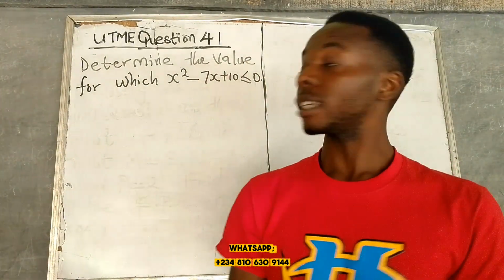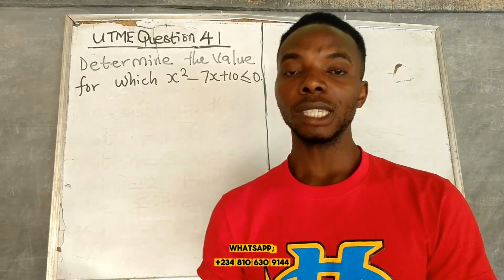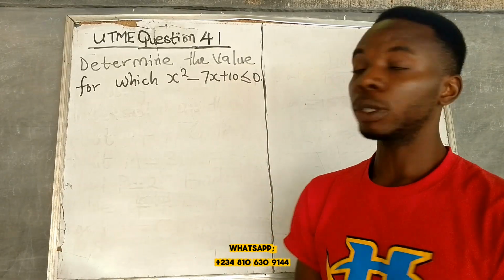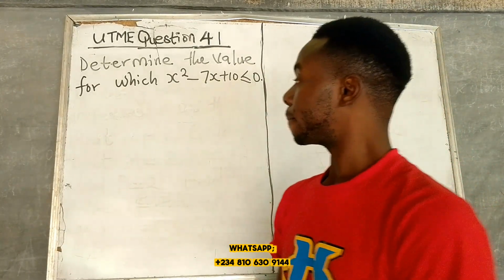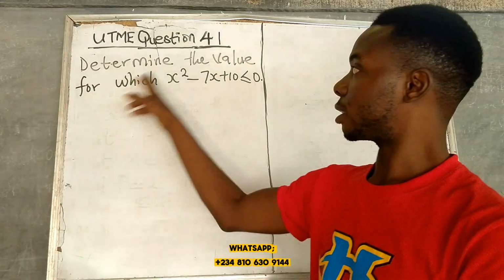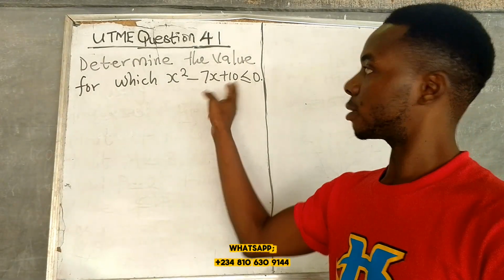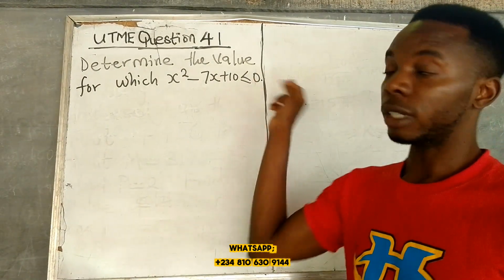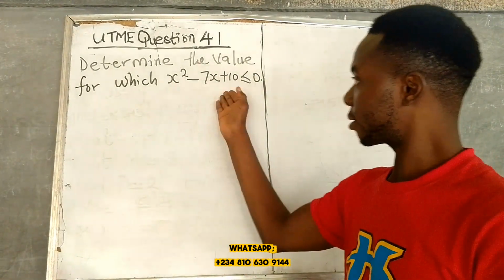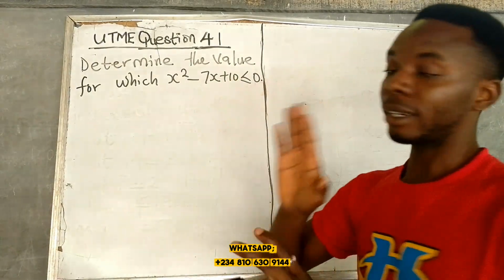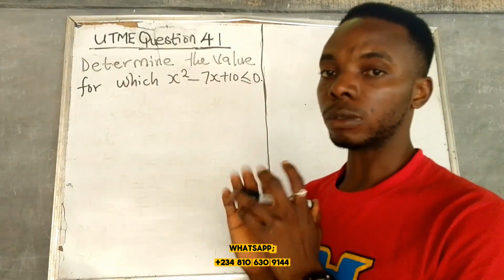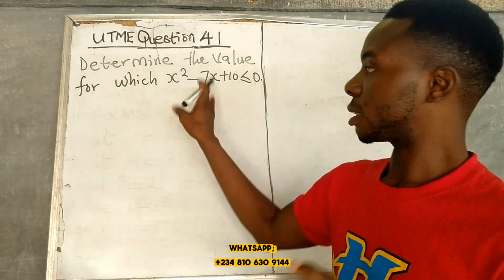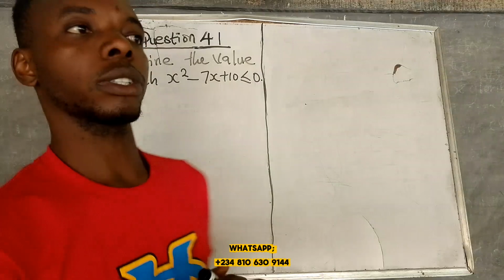Now, on today's class, we'll be talking about a question that has to do with inequality. This is the number 41 UTME question. It says: determine the value for which x squared minus 7x plus 10 is less than or equal to 0. So you are asked to find the value of x that will make this less than or equal to 0. That is the main thing we were asked to do here, right? So what are we going to do? That is the question right now.